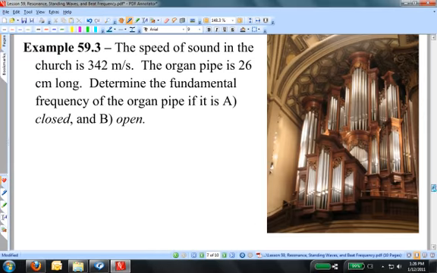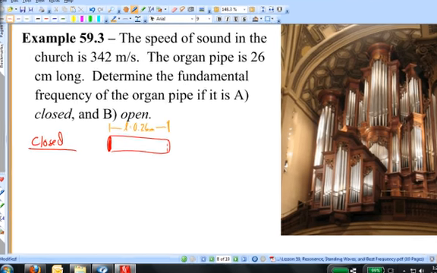Numerically, let's solve a problem. This says that the speed of sound in the church is 342 meters per second. An organ pipe is 26 centimeters long. That would be roughly equivalent to a 10-inch pipe. Determine the fundamental frequency of the organ pipe if it is closed and if it is open. All right, so this would be a very short pipe that we're talking about. Let's deal with the closed one first.